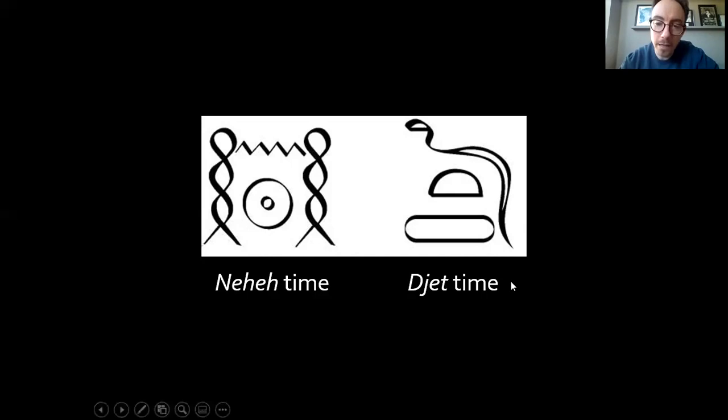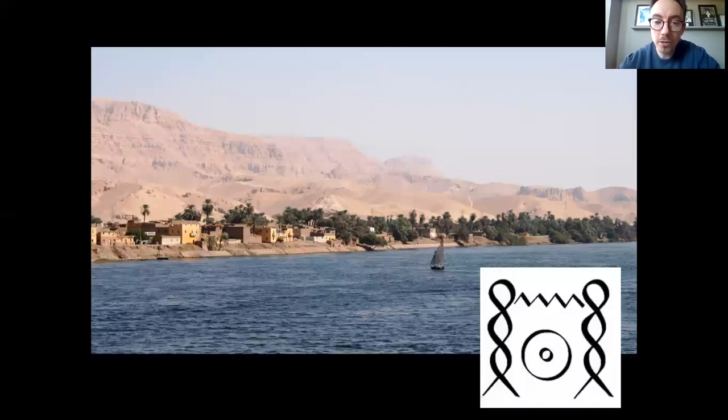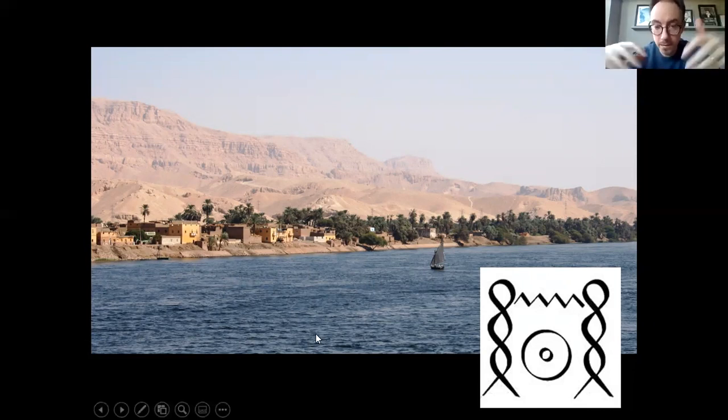Whereas there is another kind of time, djet time, which is linear time. It's the time of the gods. It goes on into the future. So just to look at an image of Egypt, this is south of Egypt, around Thebes, major city, modern Luxor, life in Egypt dominated by the Nile, which represents the cycle.